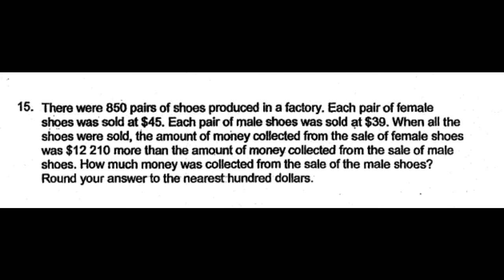There were 850 pairs of shoes produced in a factory. Each pair of female shoes was sold at $45. Each pair of male shoes was sold at $39. When all the shoes were sold, the amount of money collected from the sales of female shoes was $12,210 more than the amount of money collected from the sales of male shoes. How much money was collected from the sales of male shoes? And round your answer to the nearest $100.